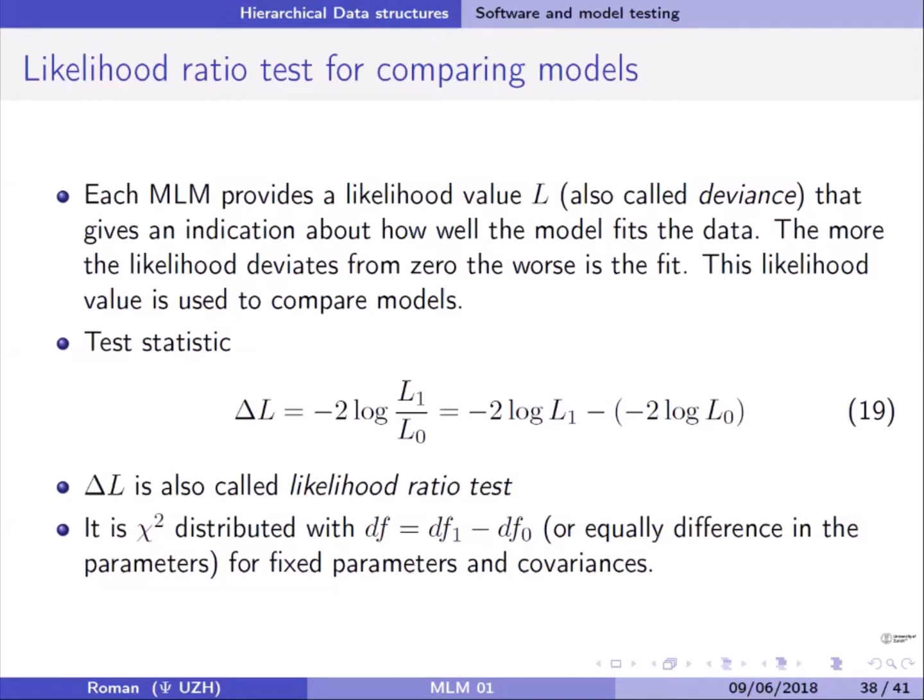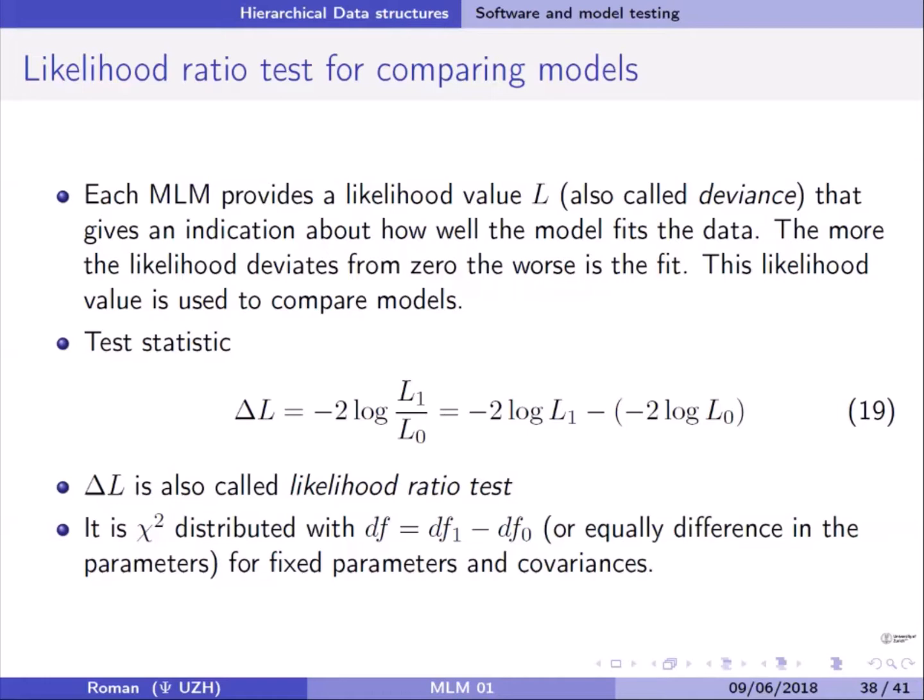So delta L is called the likelihood ratio test. In statistics and mathematics, typically delta is a symbol we use to represent difference. So when I see this, I see difference in the log likelihood. So difference in L is called the likelihood ratio test. It is chi-square distributed with degrees of freedom equal to the degrees of freedom from the unrestricted model minus the degrees of freedom from the restricted model.